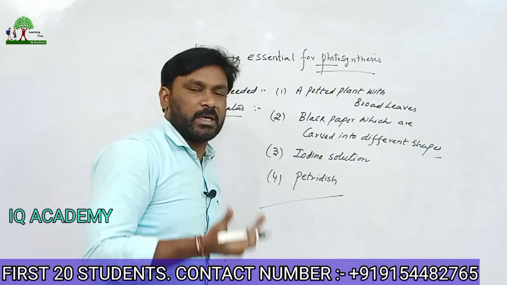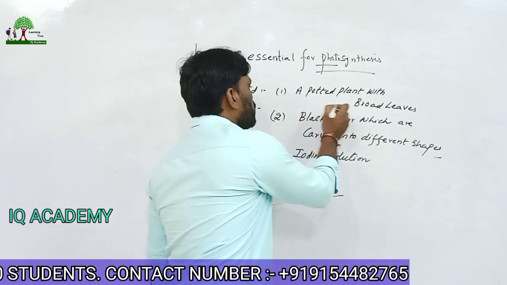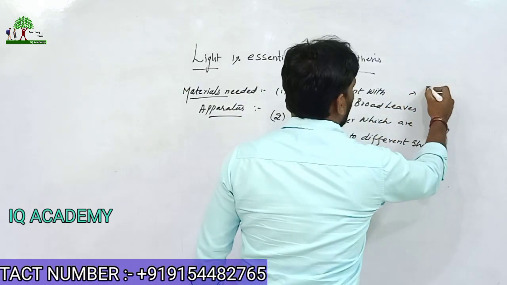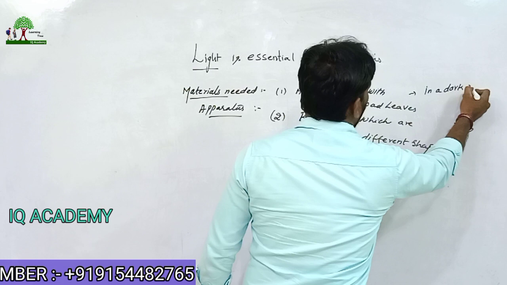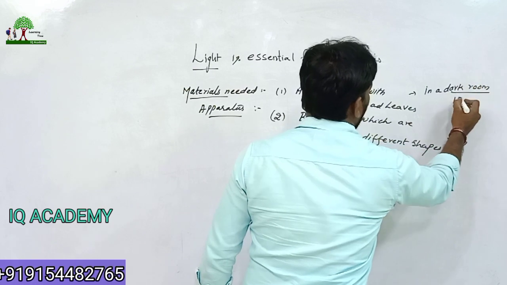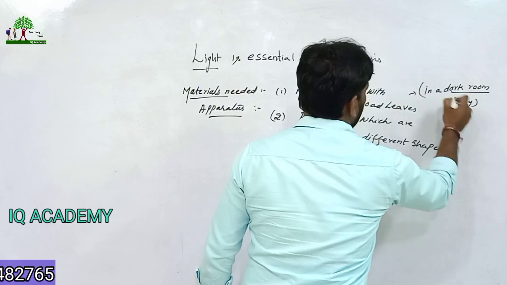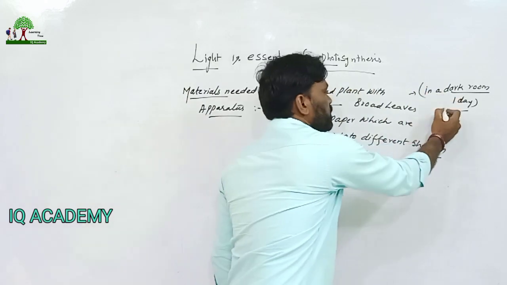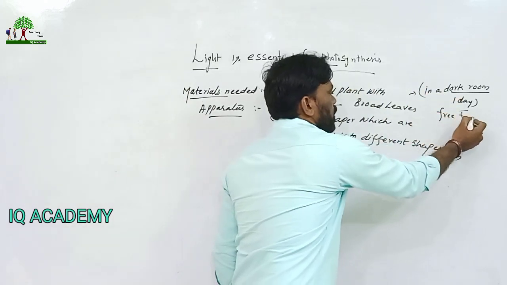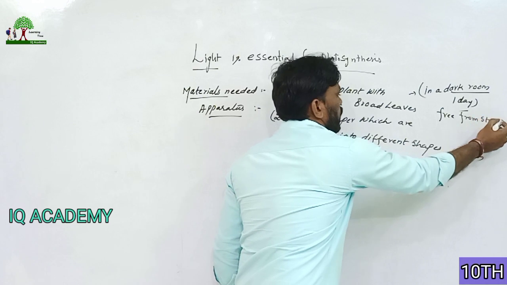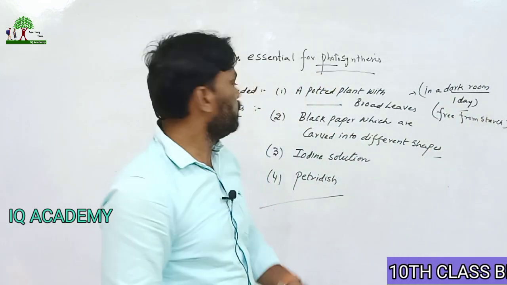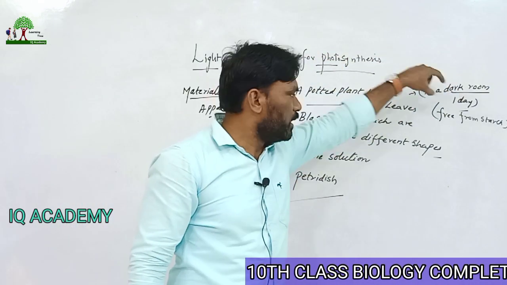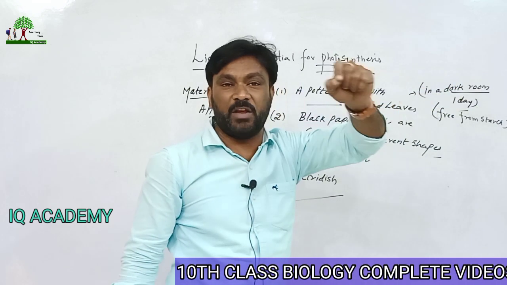Before conducting the experiment, first of all, we have to keep this potted plant in a dark room for one day. Why? We have to make the potted plant free from starch. Now you have taken a potted plant which has been kept in a dark room for one day in order to be free from starch. The leaf should be free from starch.